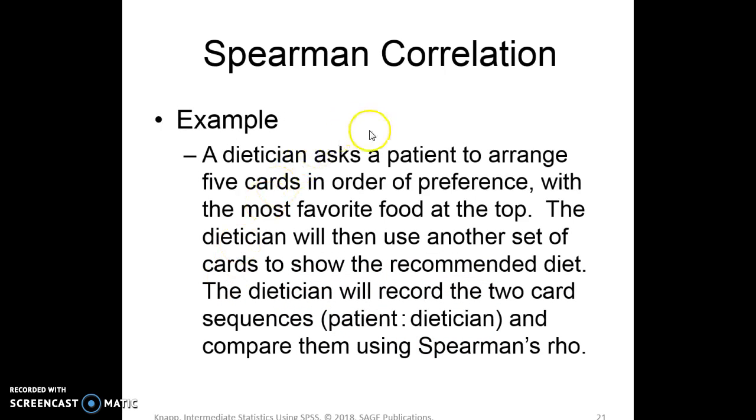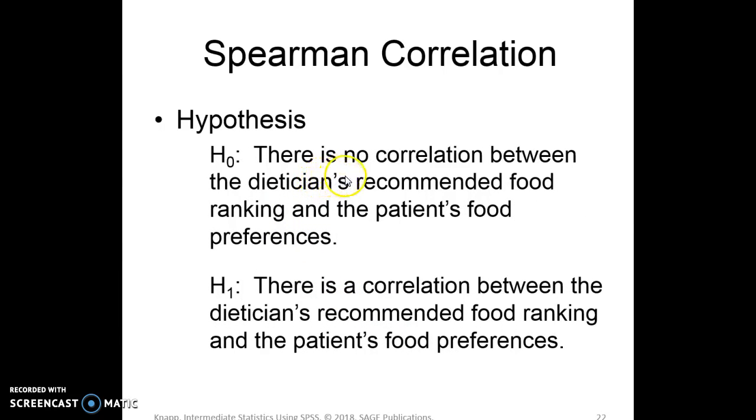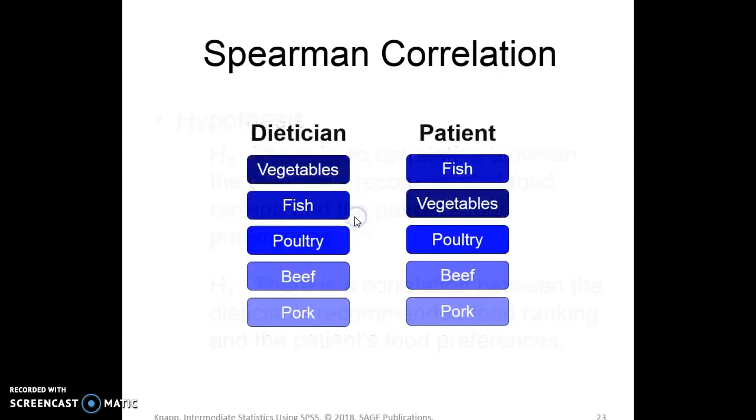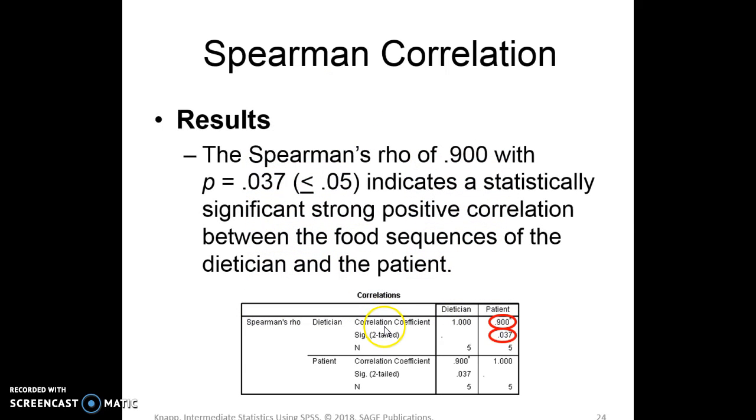Let's go on. Here's an example. A dietitian asks a patient to arrange 5 cards in preference with the most favorite food at the top, and then the dietitian uses another set of cards to show the recommended diet, and they're going to compare the patient's and the dietitian's diet. The hypothesis is that there's no correlation between the dietitian's recommended food ranking and the patient's preferences. Well, let's see what happens. The dietitian ranks them like this, with vegetables at top and pork at bottom, and the patient with fish at top and pork at bottom, and SPSS spits that out.